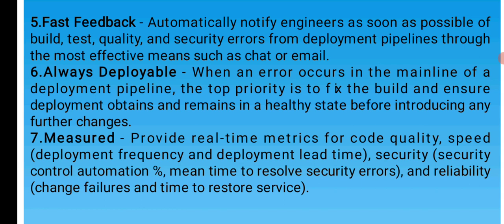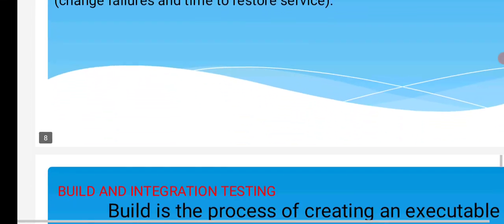Then always deployable. When an error occurs in the main line of a deployment pipeline, the top priority is to fix the build and ensure deployment uptime and remain in a healthy state before introducing any further changes. Then measured: real-time metrics for code quality, speed, security, and reliability are used.